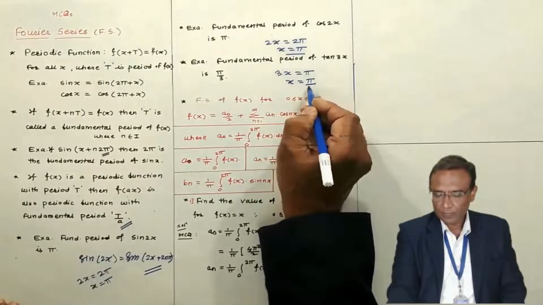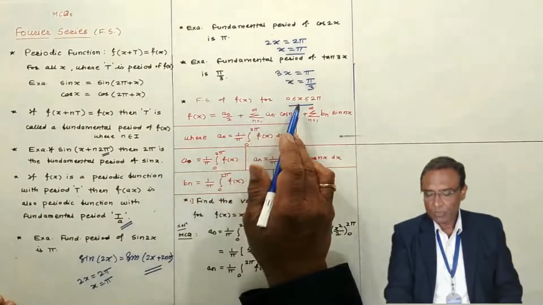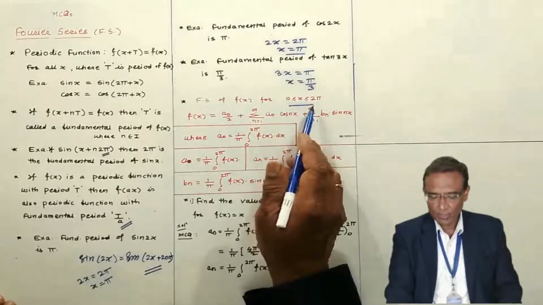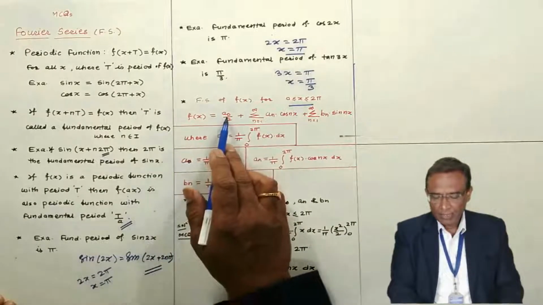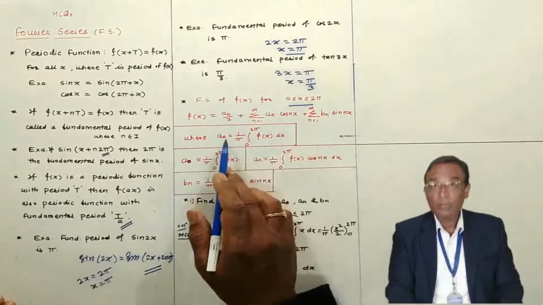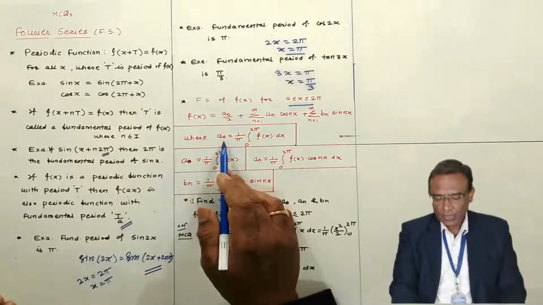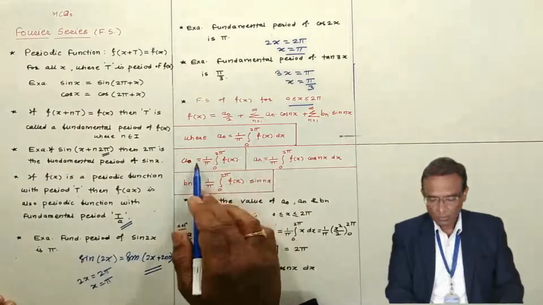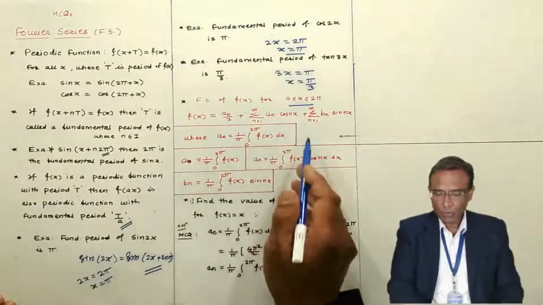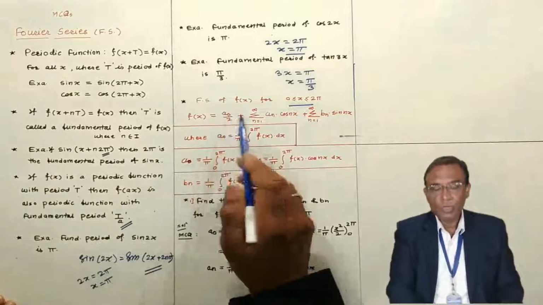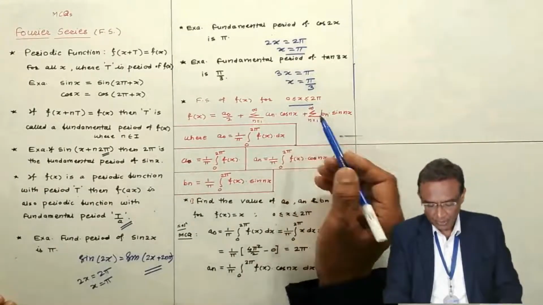Fourier series of a function for 0 to 2 pi. This is the full range. This is the formula for the Fourier series, where a0, an, bn are the Fourier coefficients. Here are the formulas for a0, an and bn. You have to remember these formulas. This is the Fourier series for 0 to 2 pi.